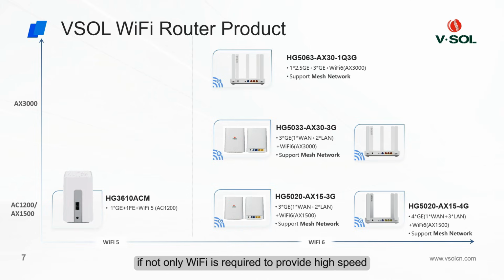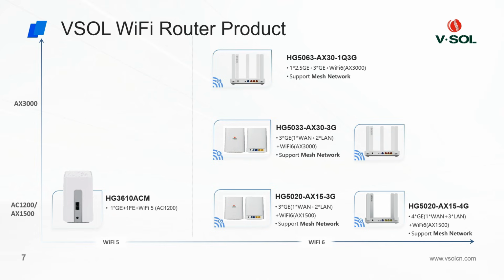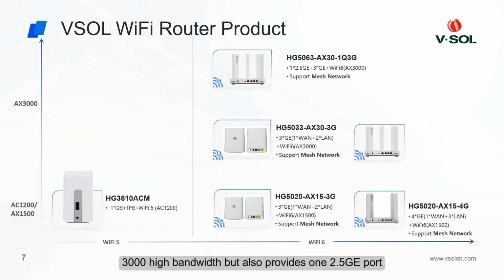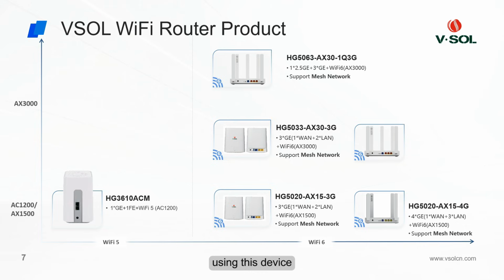In addition, if not only Wi-Fi is required to provide high speed, but there is also a certain demand for Ethernet ports, HG5063 not only provides Wi-Fi AX 3000 high bandwidth, but also provides one 2.5 GA port. Using this device can achieve no waste of internet bandwidth.